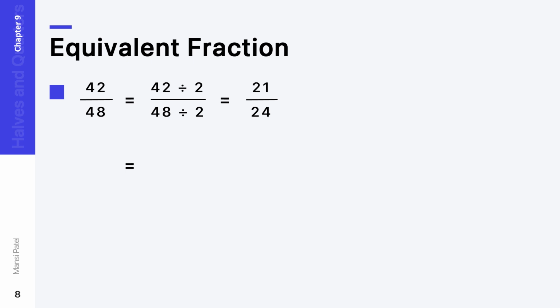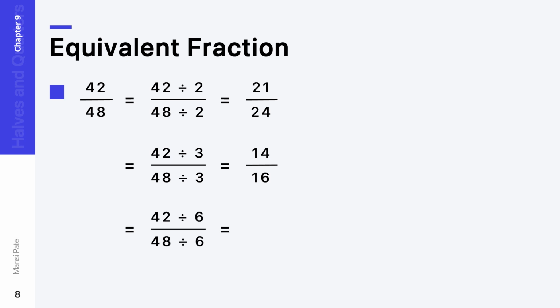Now, if you want to divide by 3, then just do it. 42 divided by 3 and 48 divided by 3. How many 3s are 42? 14 3s are 42. How many 3s are 48? 16 3s are 48. So 14 upon 16 is the equivalent fraction of 42 upon 48.